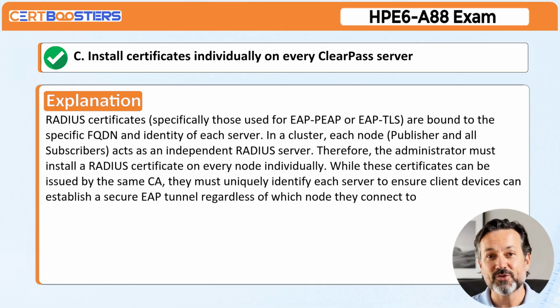Install certificates individually on every ClearPass server. Explanation. RADIUS certificates, specifically those used for EAP-PEAP or EAP-TLS, are bound to the specific FQDN and identity of each server. In a cluster, each node, publisher and all subscribers, acts as an independent RADIUS server. Therefore, the administrator must install a RADIUS certificate on every node individually. While these certificates can be issued by the same CA, they must uniquely identify each server to ensure client devices can establish a secure EAP tunnel regardless of which node they connect to.